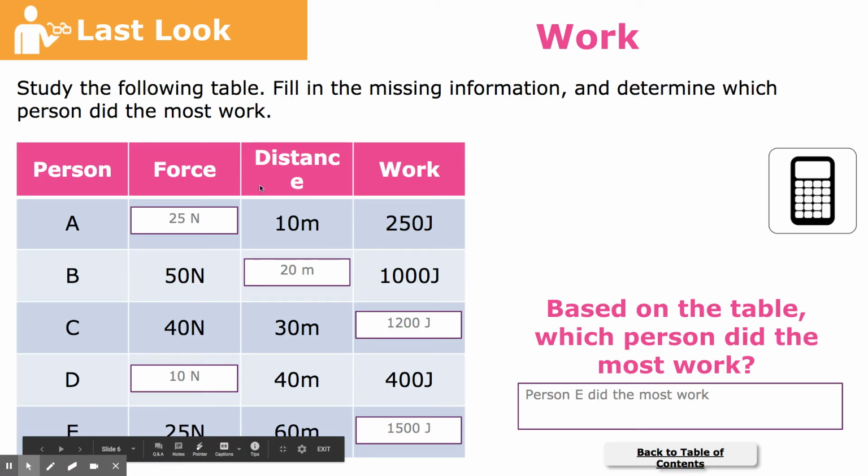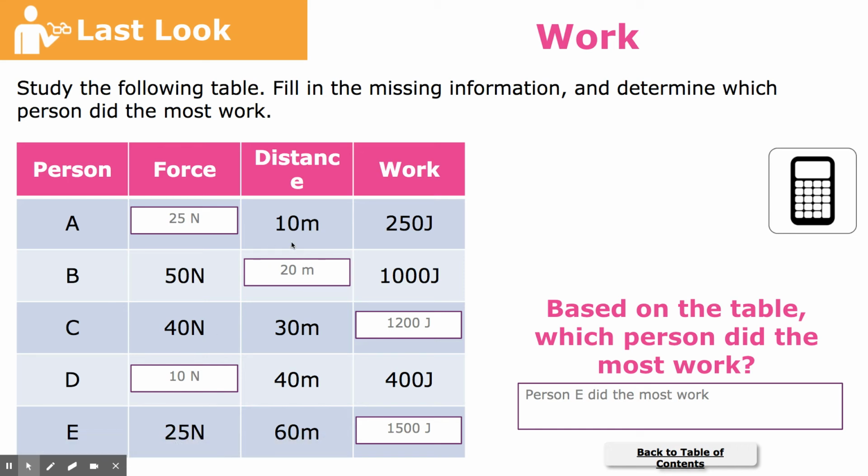And same thing on here. For the ones where we're finding the work, we just do force times distance. So for person C, 40 times 30 is 1,200 joules. And for person E, 25 times 60 is 1,500 joules. When we're solving for the force, remember we do work divided by distance. So for person A, we do 250 divided by 10, and we get 25. And for person D, 400 divided by 40 is 10.